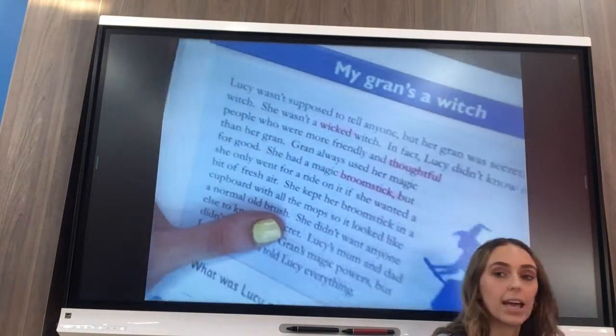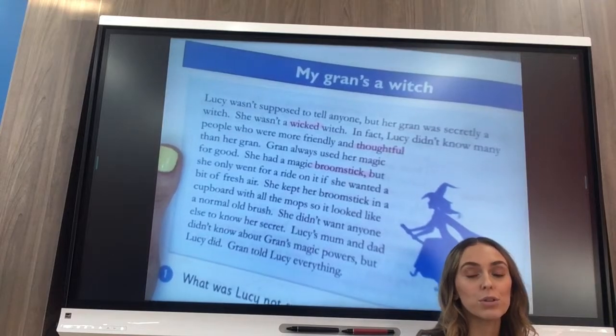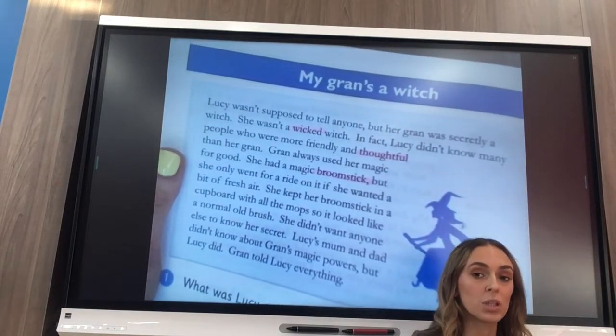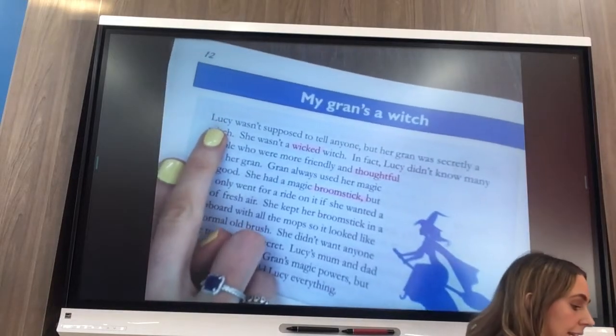Okay, so I'm going to read half of the text with you, and then I want you to read the other half of the text yourself. And remember, you can use your finger to help you to read our sentences.